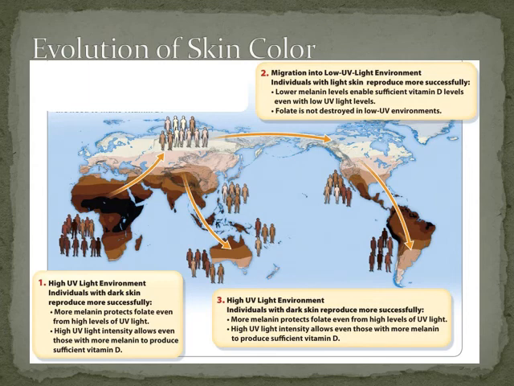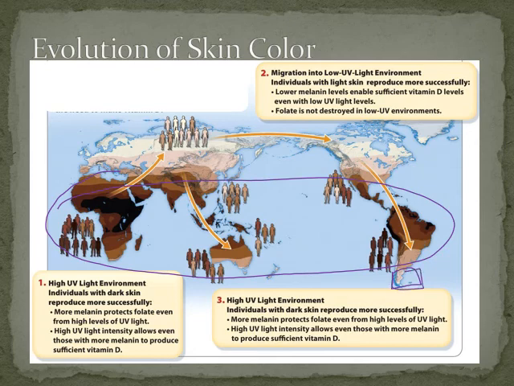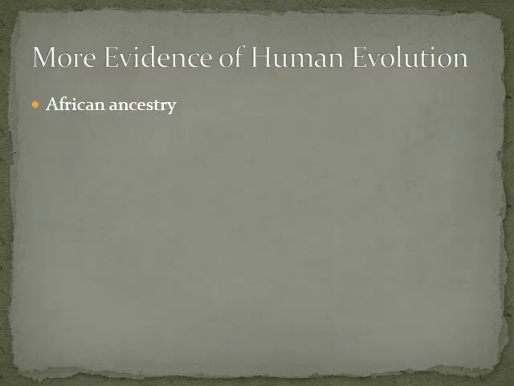So as far as moving out of Africa, again, in the high UV light environment, individuals with dark skin reproduce more successfully. So you can see that pretty much everywhere down here, and then once you start getting into the tips, we're getting into lighter skin again. But migrating into the lower UV environments, again, the light skinned individuals were reproducing more successfully, and it's because their folate's not destroyed and they have enough vitamin D to keep them happy in those environments. Okay. So you can see the different ways that they're moving about just depending on essentially the time period and how well they're doing in different geographical regions.